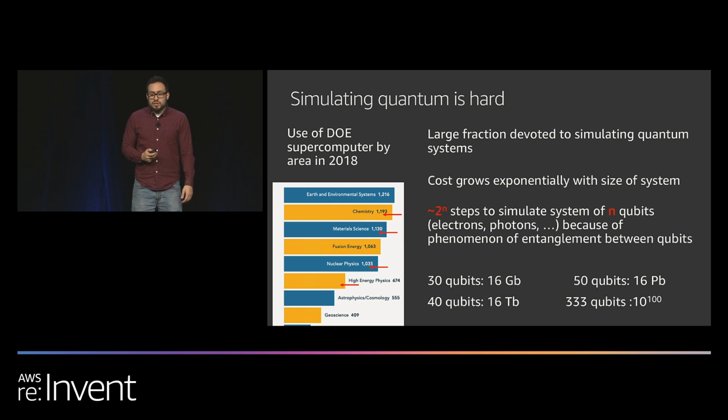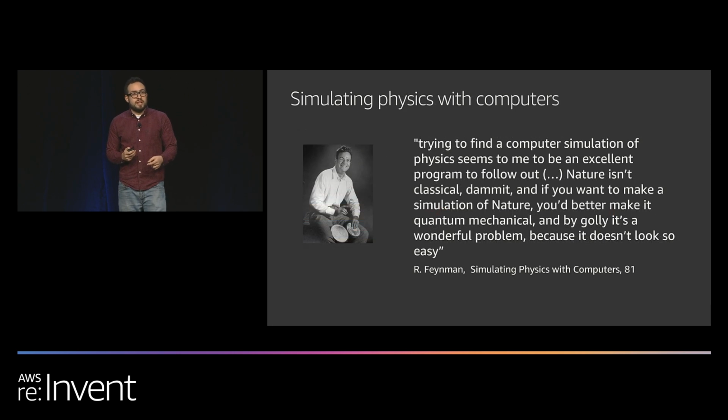And that's a challenge. And actually, the first one to point out this challenge and see that maybe there is a better way of studying these quantum mechanical systems was Richard Feynman, who was a physicist at Caltech. In '81, he gave this quote. He said, trying to find a computer simulation of physics seems to me an excellent program to follow out. Nature isn't classical, and if you want to make a simulation of nature, you better make it quantum mechanical. And by golly, it's a wonderful problem because it doesn't look so easy, right? So he had this pioneering insight that it's so hard to simulate these quantum systems when the size of the system grows. Maybe we should actually use quantum mechanics itself, quantum systems themselves, to build a new type of computer, and maybe this will give a better way of doing material science, doing chemistry, and so on.